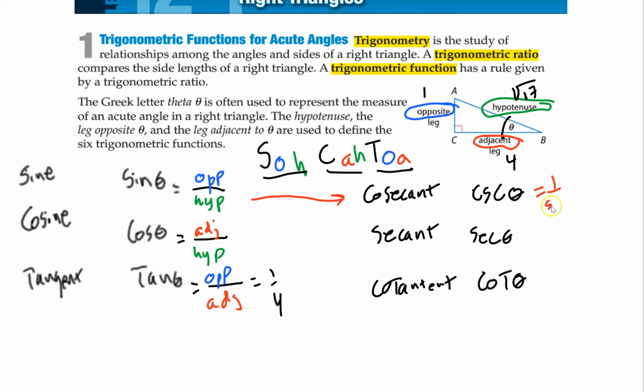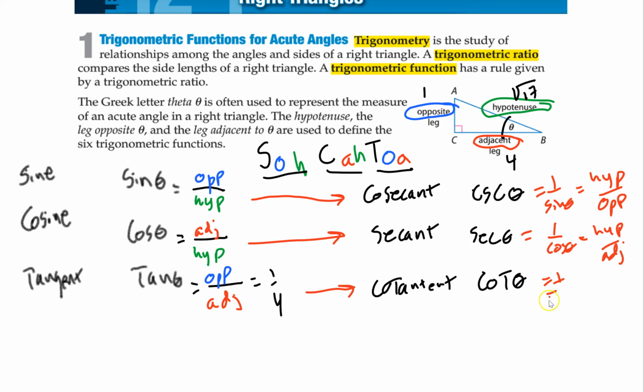Cosecant is 1 over sine, or hypotenuse over opposite. I'm done with the color coordinating for now. Then cosine is the reciprocal of secant. It's just a reciprocal, not opposite. 1 over cosine, or just flip it, hypotenuse over adjacent. And then tan goes with cotan, so it's the same as 1 over tan, or adjacent over opposite. So those are the 6 trig functions.